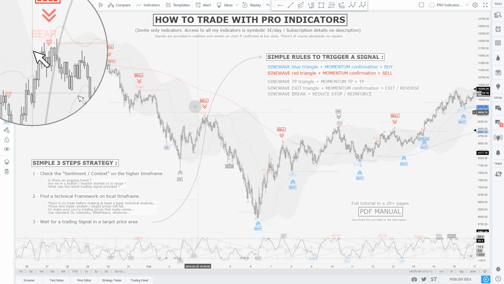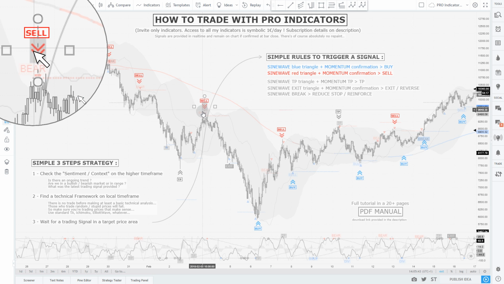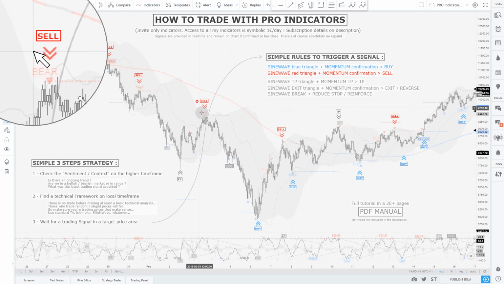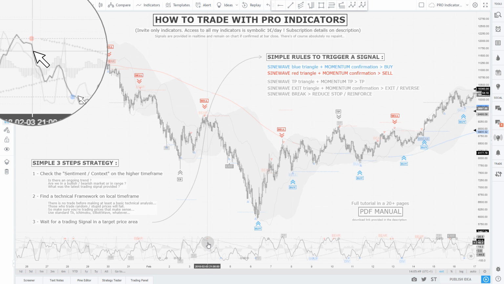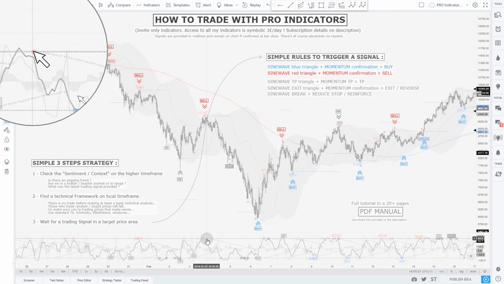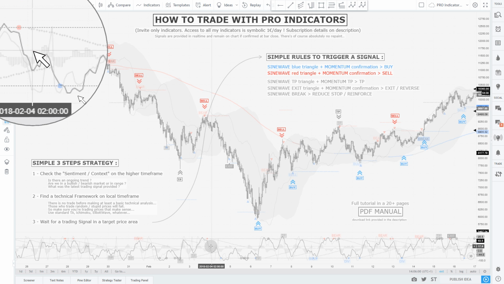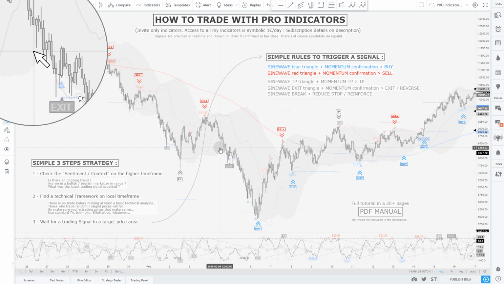Okay, let's take another example, the one you could have traded on. You see the sine wave is reversing bearish right here. You got the red triangle, and then a few bars later, you got the momentum confirmation in here with that red dot. I'll tell you what that red dot is in the momentum specific video, but that is a confirmation signal on momentum. So in here, you have red triangle, momentum confirmation. You can trade safely bearish.